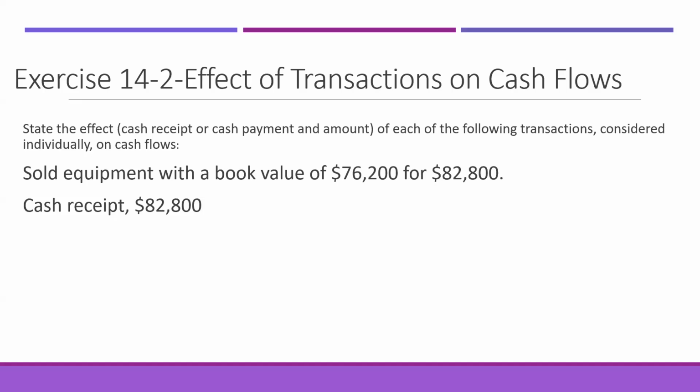So anyways, now we sell equipment with a book value of $76,200 for $82,800. So the cash receipt is $82,800, and that would be a cash flow from investing activities that increases our investing cash flows. And then the gain would reduce our operating cash flows under the indirect method because we have net income at the beginning, and then we have to take the gain back, and then we record the actual cash received as our investing cash flow.